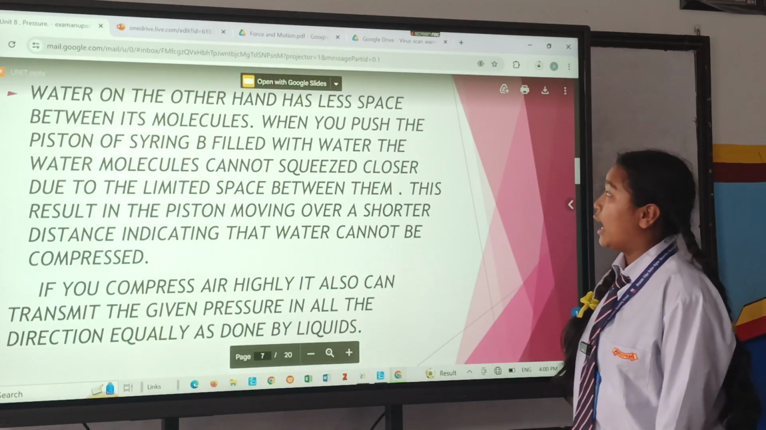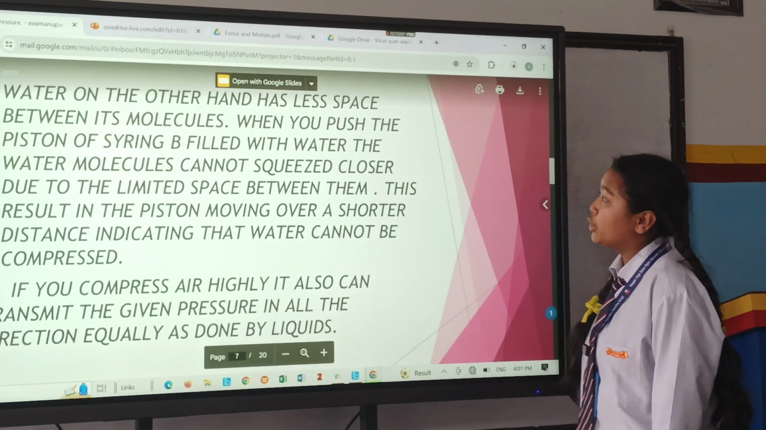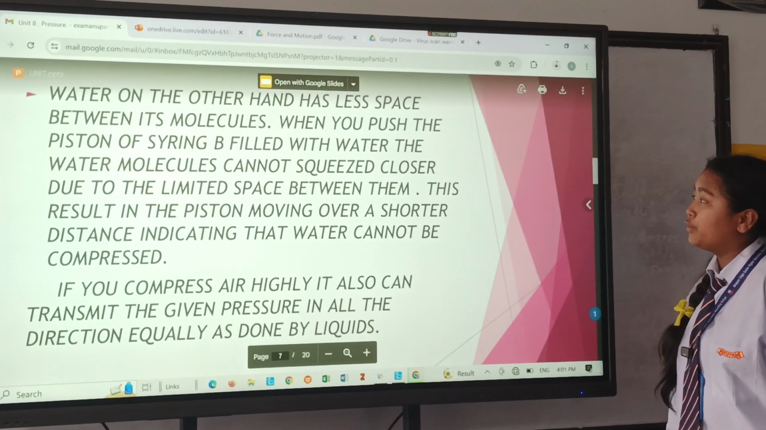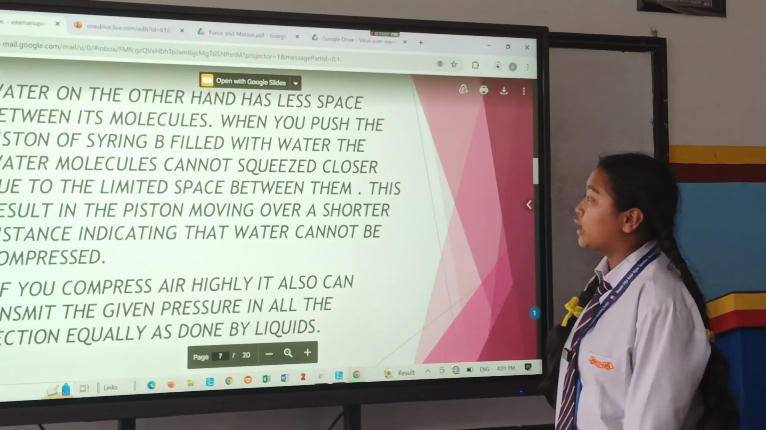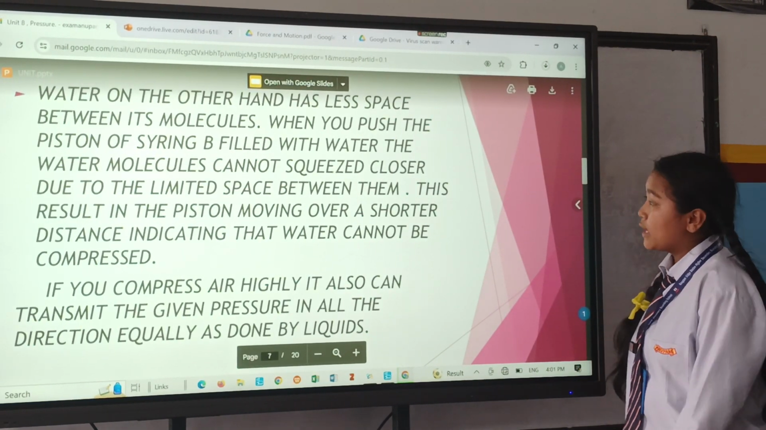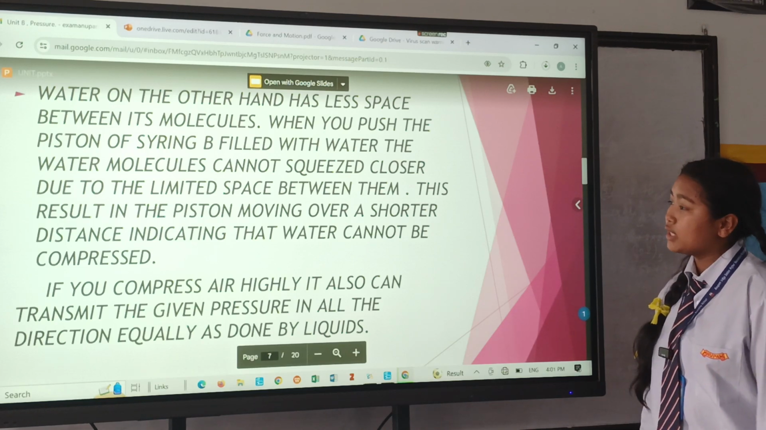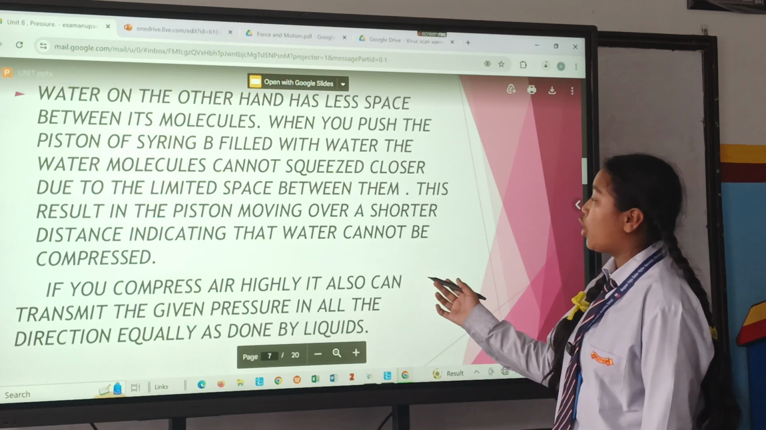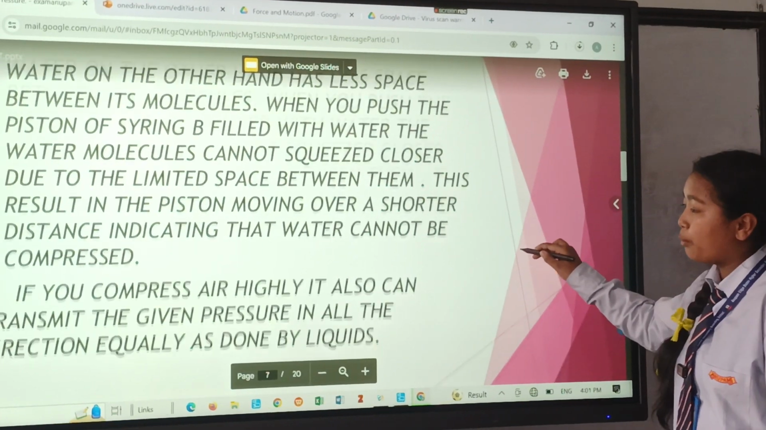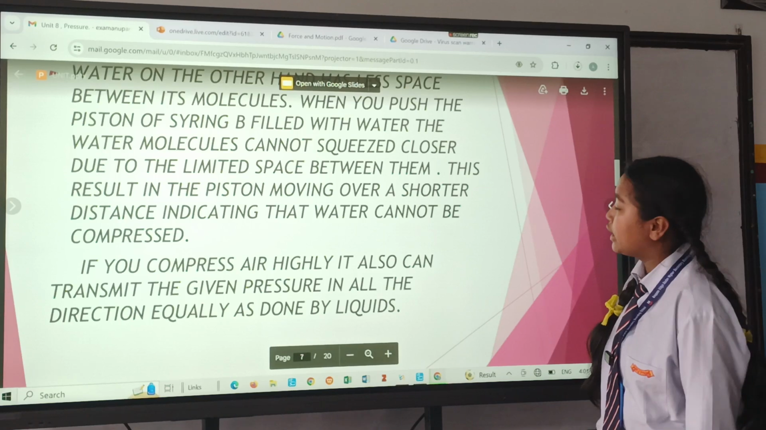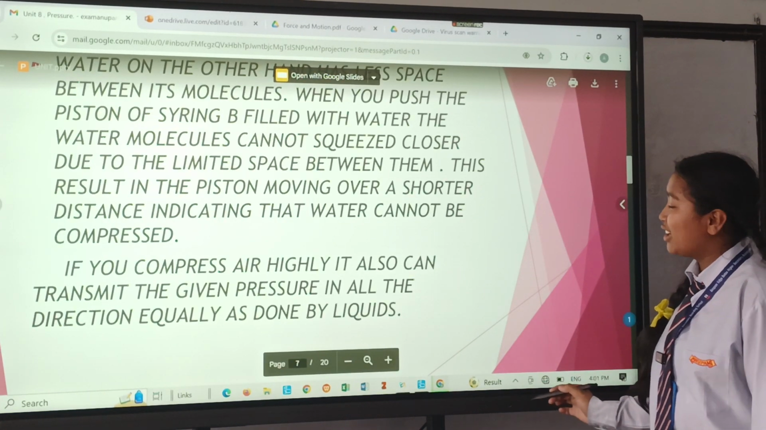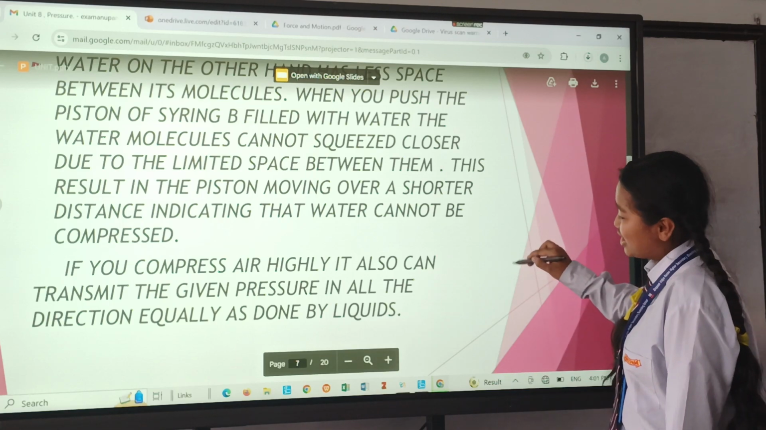Water, on the other hand, has less space between its molecules. When you push the piston of a syringe filled with water, the water molecules cannot squeeze closer due to the limited space between them. This results in the piston moving over a shorter distance, indicating that water cannot be compressed. If you compress air highly, it can also transmit the given pressure in all directions equally, as done by liquids.